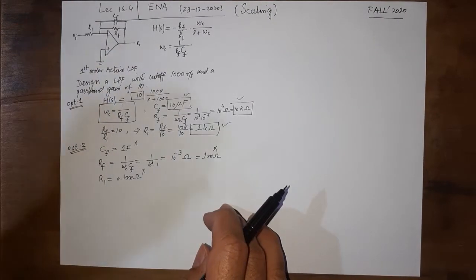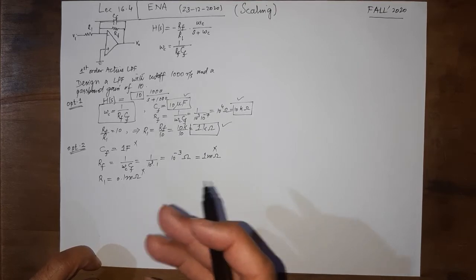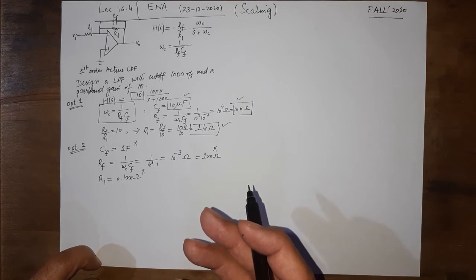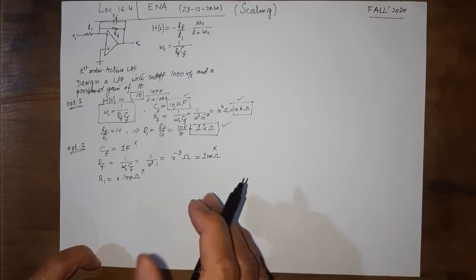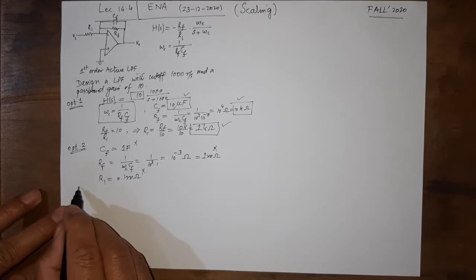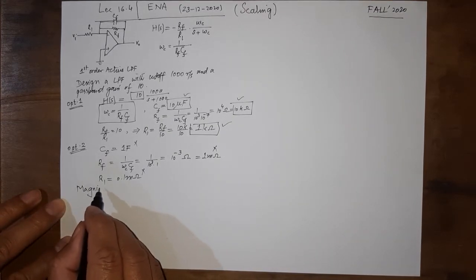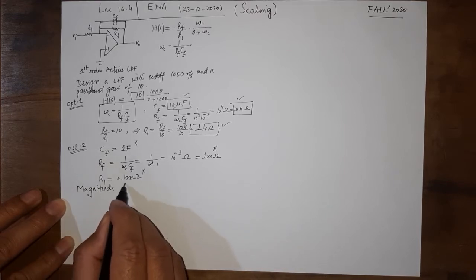So sometimes it happens that we come up with values, or we take values that are very simple to deal with. However, they are not practical values. So basically, what we do is we apply the concept of magnitude scaling. That is, component values, or component values' magnitudes, are scaled.